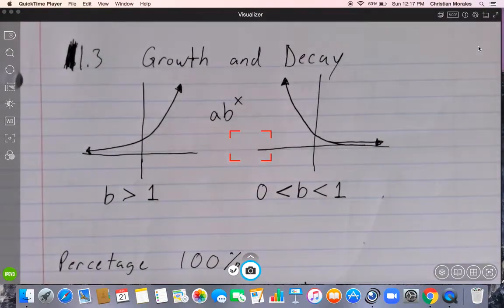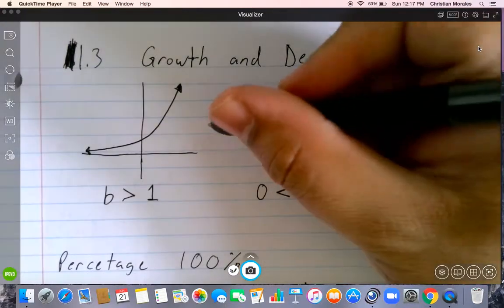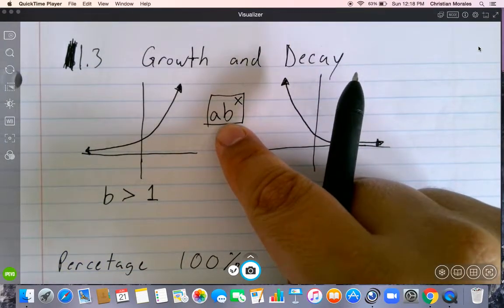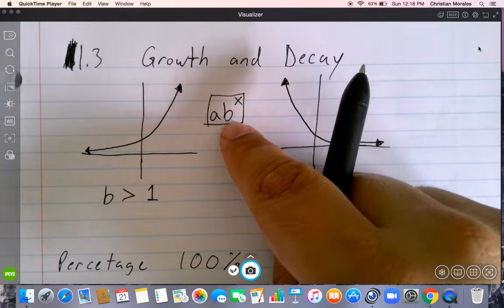Lesson part 3, growth and decay. So these functions are used a lot for when things are growing very quickly or decreasing very quickly. Now remember, this is our function. Now it really doesn't matter what a is for the growth or decay. What matters is the b. So here's the basic rule.